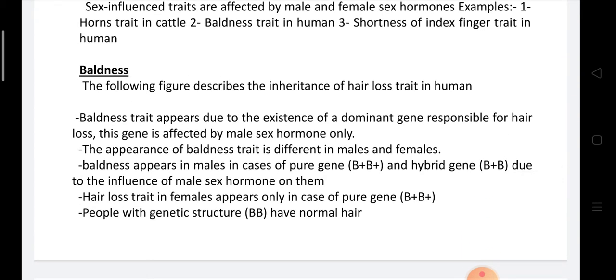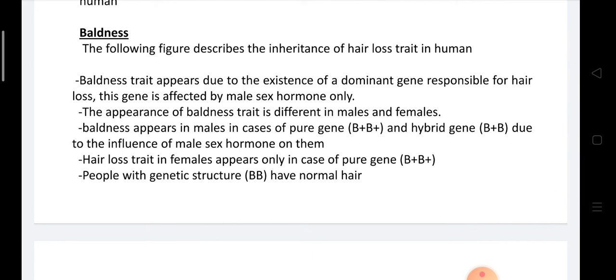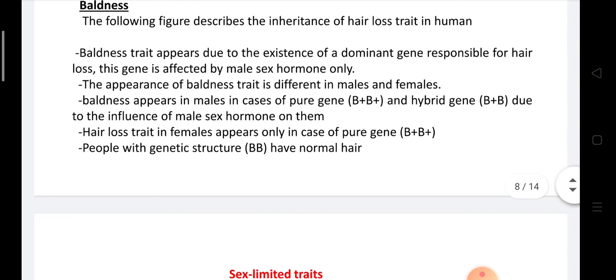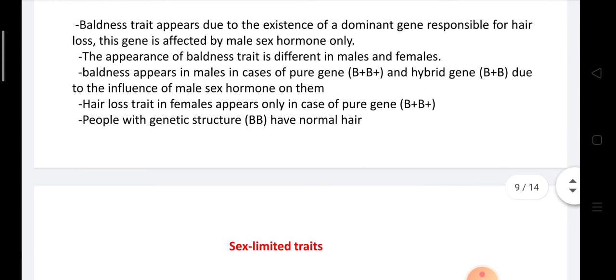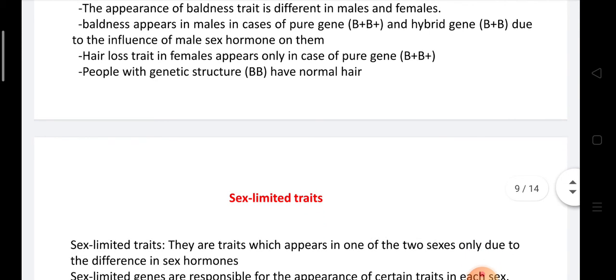Baldness. Baldness trait appears due to existence of a dominant gene responsible for hair loss. This gene is affected by male sex hormone only. Appearance of the baldness trait is different in males and females. Baldness appears in males in case of the pure gene B positive B positive and the hybrid gene B positive B due to influence of male sex hormone on them. Hair loss trait in females appears only in case of the pure gene B positive B positive, which is responsible for baldness in male, while people with genetic structure B and B have normal hair in either male or female.